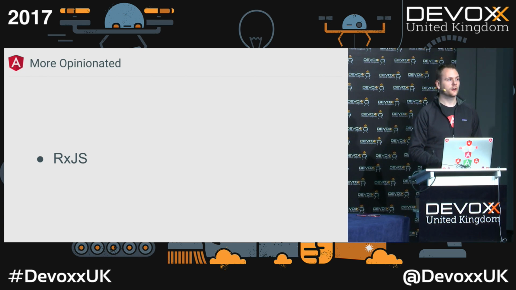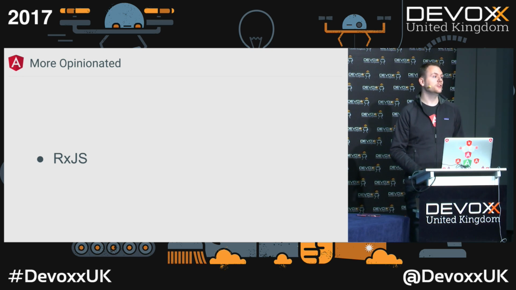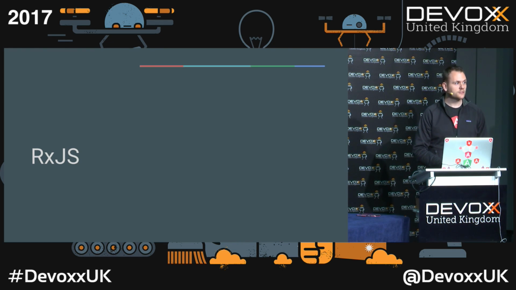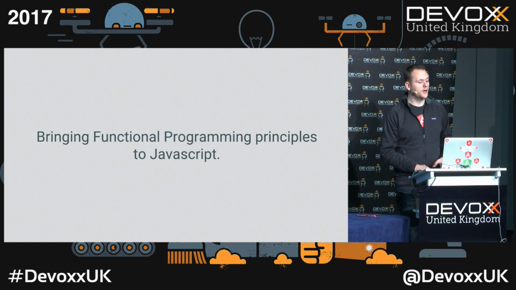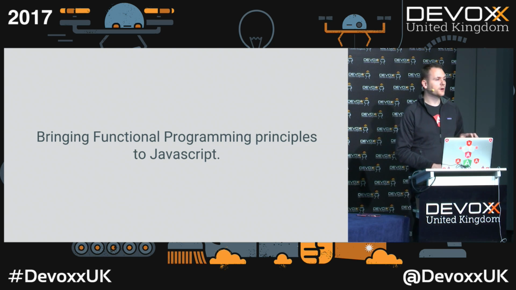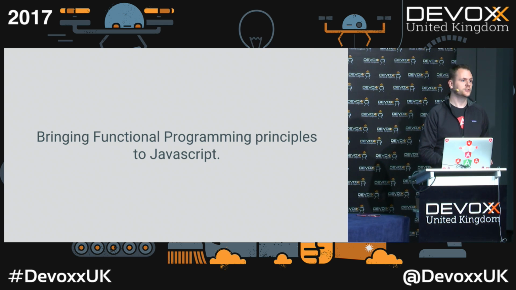And then the last thing that I want to talk about, the topic that we're going to dive into today, is RxJS. And so we're relatively opinionated about RxJS because we actually use it in Angular, and we expose a number of different ways for you to use RxJS within your own applications. So let's first get into a little bit of a background in terms of the problems that RxJS is trying to solve. So I say that RxJS is really about bringing functional programming principles to JavaScript.